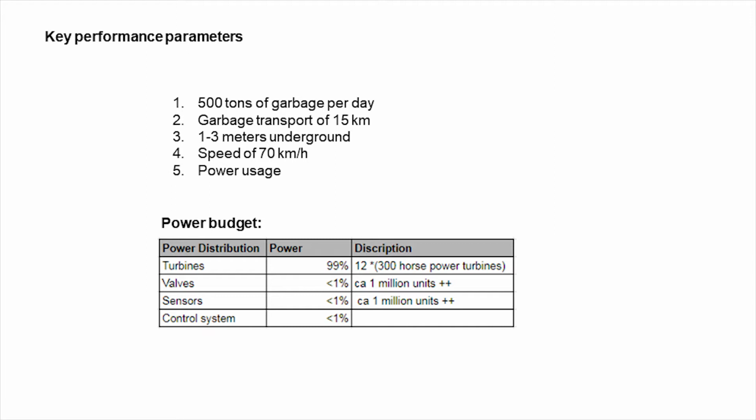The transportation part of our system will be placed 1 to 3 meters underground to keep it at a reasonable temperature during the winter months. The garbage is traveling at a velocity of 70 kilometers per hour. This is to reduce the chance of blockage and to keep the system at the right pace. As we can see in the power budget, 99% of the power goes to the turbines. The rest of the power goes to valves, sensors, and control system. We have estimated the amount of turbines, valves, and sensors we need.